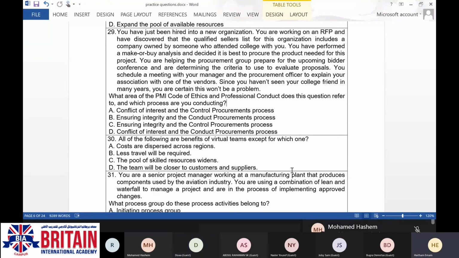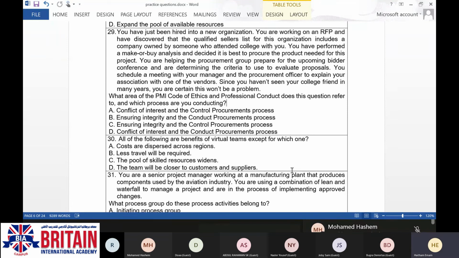So even maybe for the virtual teams, maybe you have only one person representing your company in this location. Right or wrong? Yes. And maybe for a certain project, he is going to assign a certain team just for this assignment, and after that they are going to be released. Correct. So the main fact which we have to take into consideration here, which is the wrong answer, is that the costs are dispersed across regions.